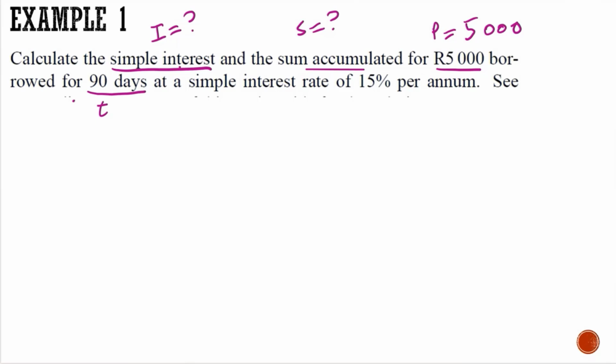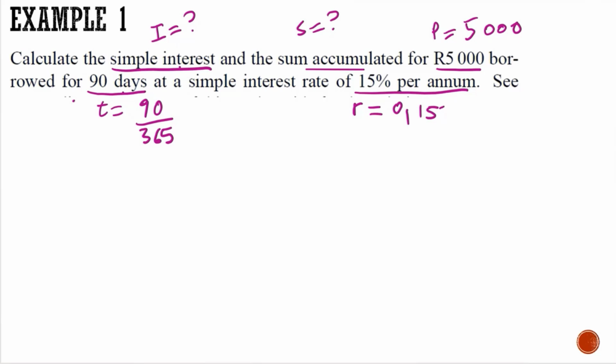And then remember, we said if ever your time is not annual, you need to divide. We know in a year you've got 365 days. So you are dividing because it's days. You are given a simple interest rate here, so your simple interest rate is equal to 15%, that is 0.15. Okay, so now here you've broken down everything that you need.